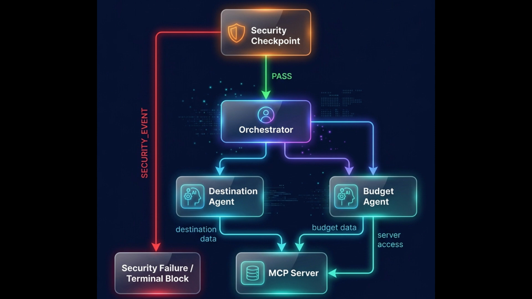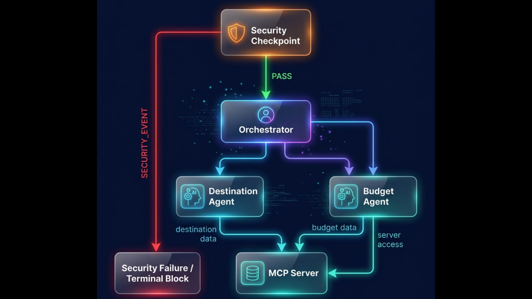When a user sends a prompt, it doesn't go straight to the model. First, it hits our security checkpoint. If it passes, it moves to the central orchestrator. The orchestrator splits the task. It calls the destination agent to gather top spots and travel tips, and the budget advisor to cross-check costs. Both agents use our Model Context Protocol, or MCP server, to retrieve live mock reviews, exchange rates, and flight costs.